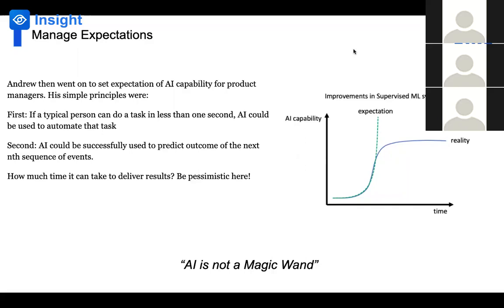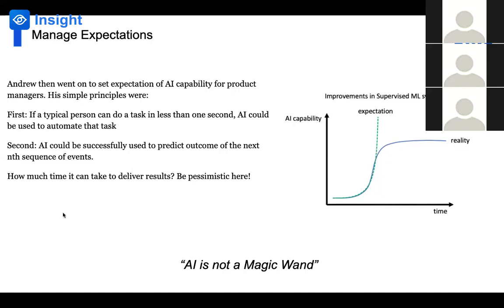He says that if a typical person can do a task in less than 1 second, AI could be used to automate that task. Secondly, AI can also automate anything where you need to predict the nth sequence of an event. So if there's a sequence of events and you want to predict the nth event, AI can be used. So follow these two rules, because whatever you are building, its accuracy will flatten out, and after that improvement won't be easy. And you can only do limited things over here, and use this to manage expectations.